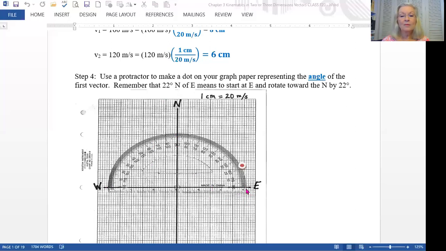We line it up and then we count up. So we're starting east. That means we start over here on the right-hand side. We move north, so that means we're going to swing up and over 22 degrees. If I just count, if this is 0, here's 10, here's 20, 22 degrees. I know my red dot is really big. Your pencil should be able to make a mark right on the 22 degree location.